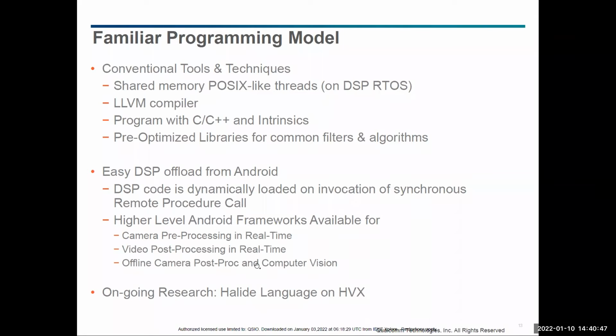There's one more session that we have planned, which is on the Halide language for HVX. Over the past few years, we have been developing the Halide language, which is a domain-specific language for image processing applications. There's a dedicated session for Halide on HVX, which will be taken by Suyog, who is my colleague here at Qualcomm.